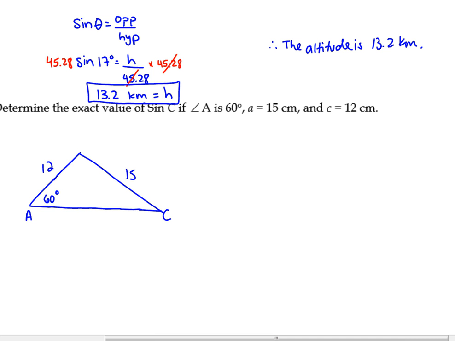Okay. So whenever you see exact value, what are you thinking? Radicals, yep. So radicals, and what gives us radicals? Special triangles.